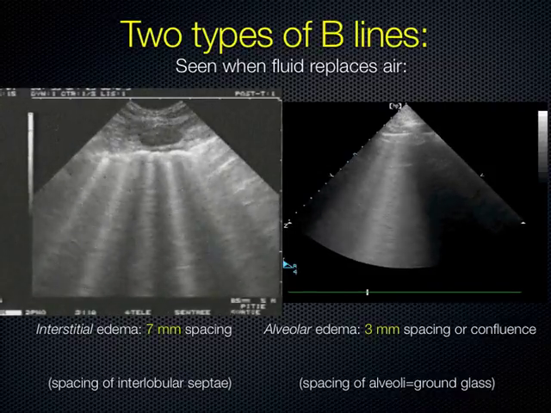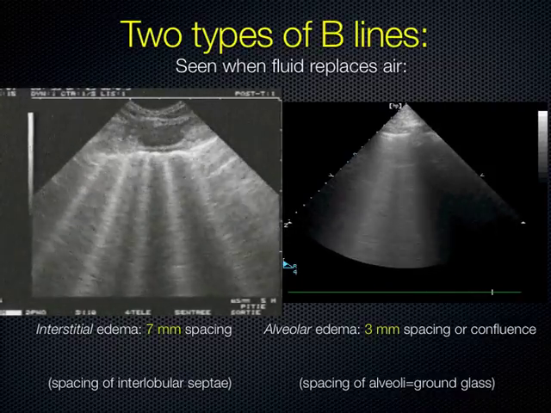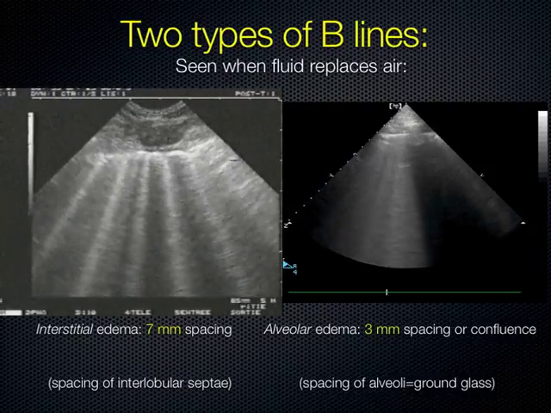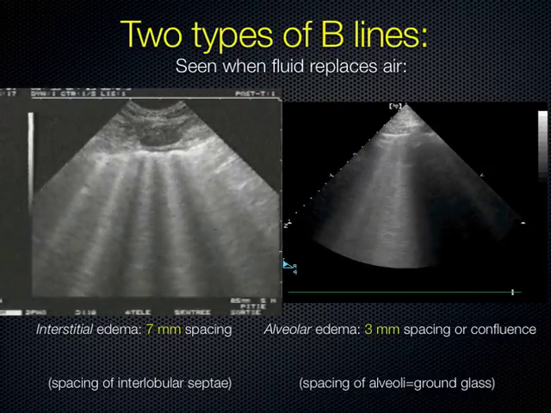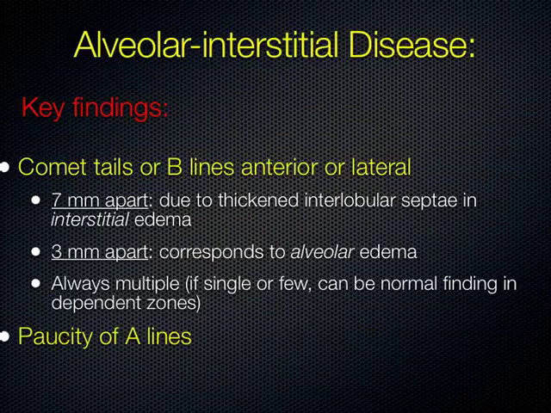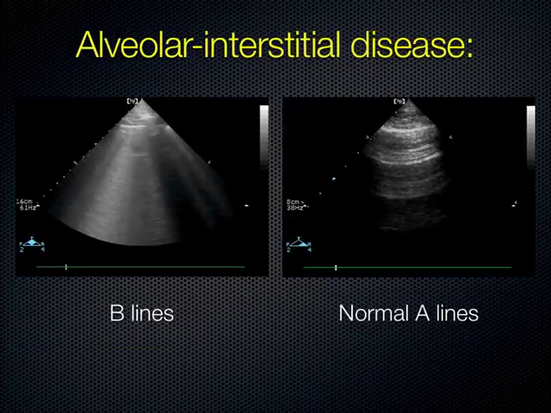All right, so just to review, the key findings when you have pulmonary edema or alveolar interstitial disease, which can be cardiogenic, non-cardiogenic, could be fibrosis. There's many things that could create this, but essentially what it is you don't have air, you have something else in the interstitium of the lung that's replaced the air, so your A lines are gone, and then you have comet tails that go all the way to the edge of the screen. They're multiple and in multiple fields. Just a few more examples. B lines versus A lines, the horizontal versus the vertical. And just some stills of different ways that the B lines can appear.